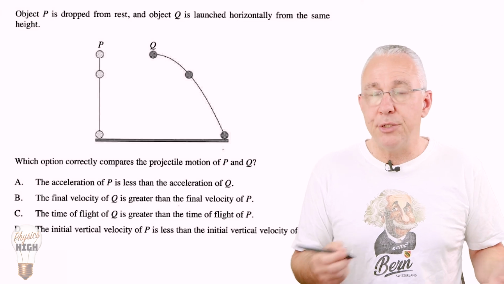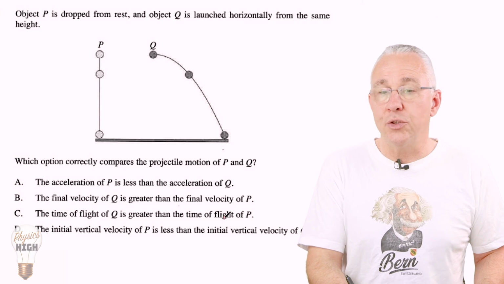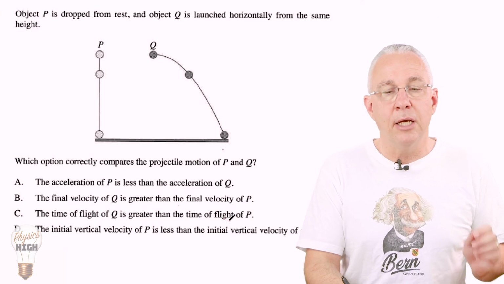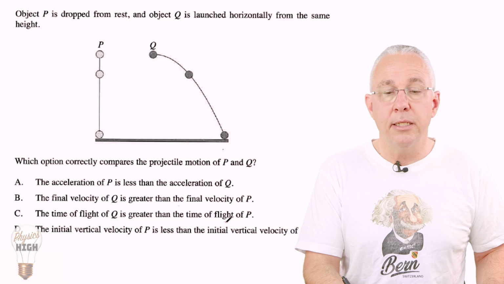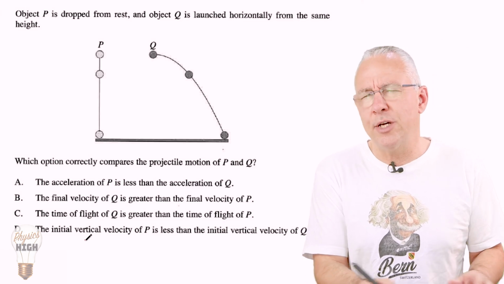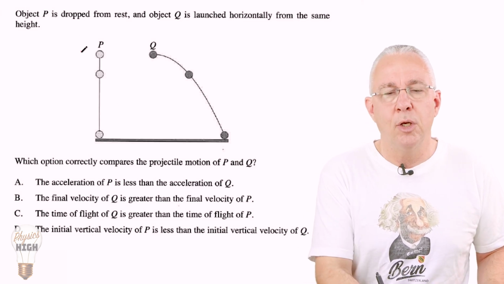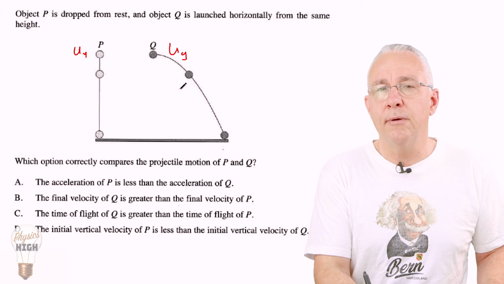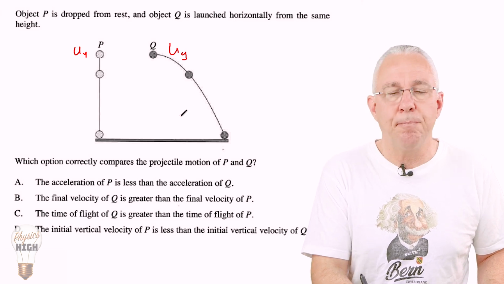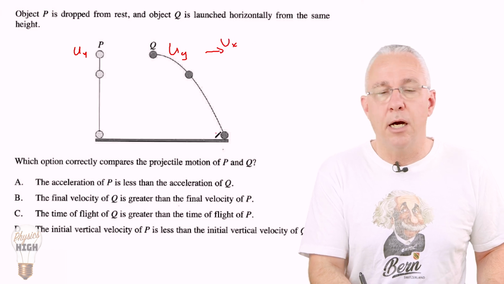Question 9 is about projectile motion. An object P is dropped from rest and an object Q is launched horizontally from the same height, and we're asked which option correctly compares the projectile motion of P and Q. Before we look at the answers, and I always advise my students, cover over your answers and try to analyze what's going on. We know that Uy of P and Uy of Q are exactly the same. It's 0. But Q also has a Ux, so it's moving horizontally.